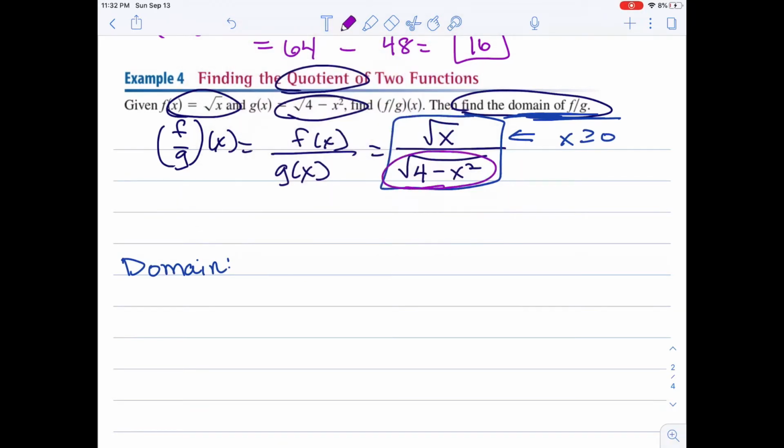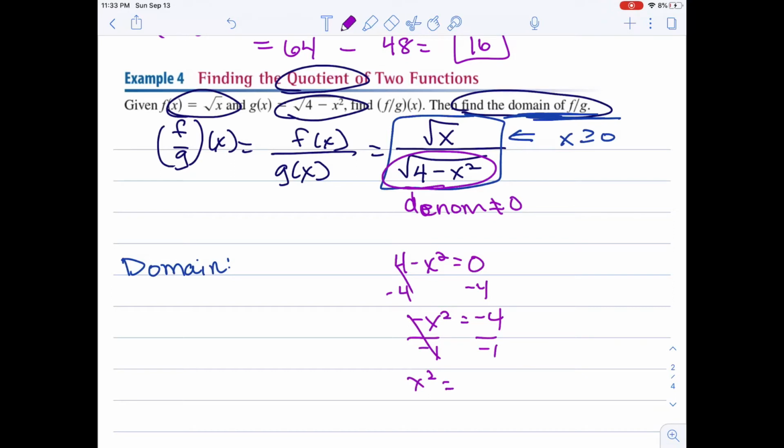But for this bottom piece, because this is where it gets tricky, we know that a denominator cannot equal 0, right? So we need to know, where does 4 minus x squared equal 0, so we avoid those values. So we're going to subtract 4 from both sides, divide both sides by -1, and take the square root to get x by itself. So we get x equals plus or minus 2.